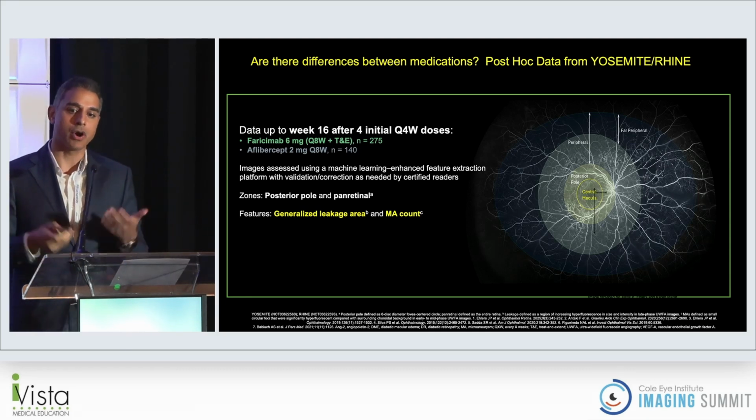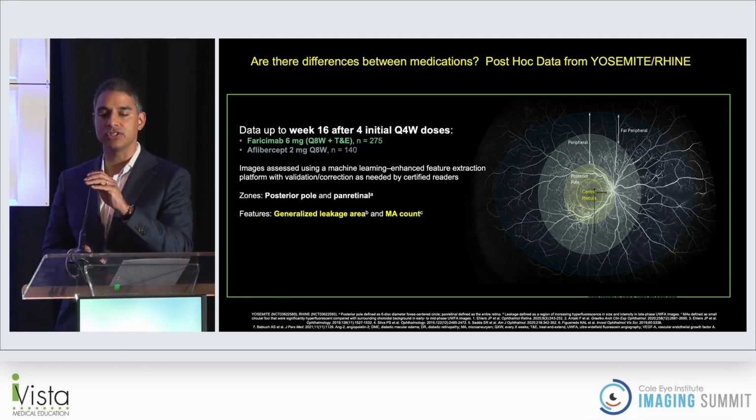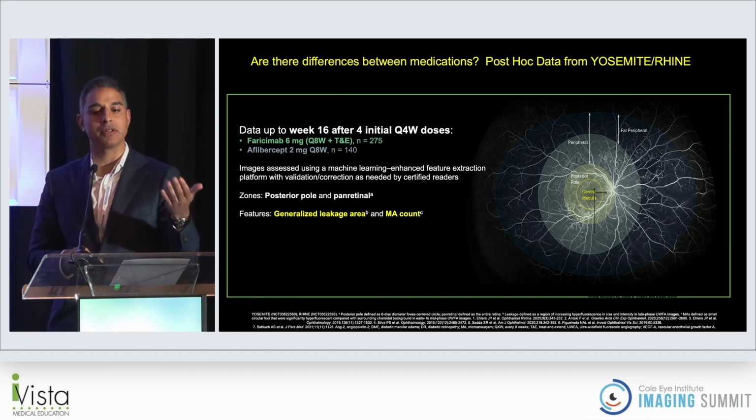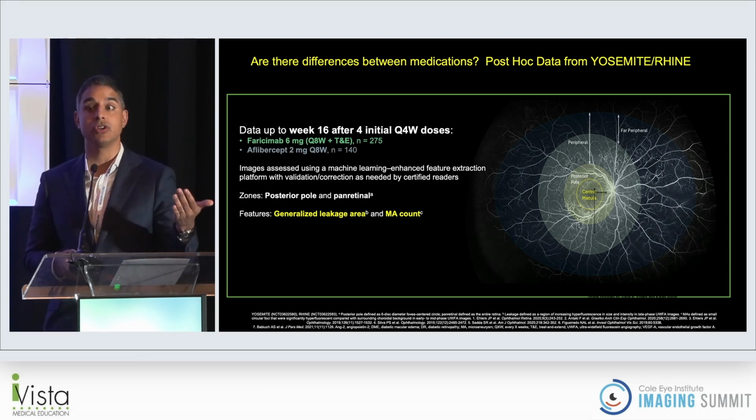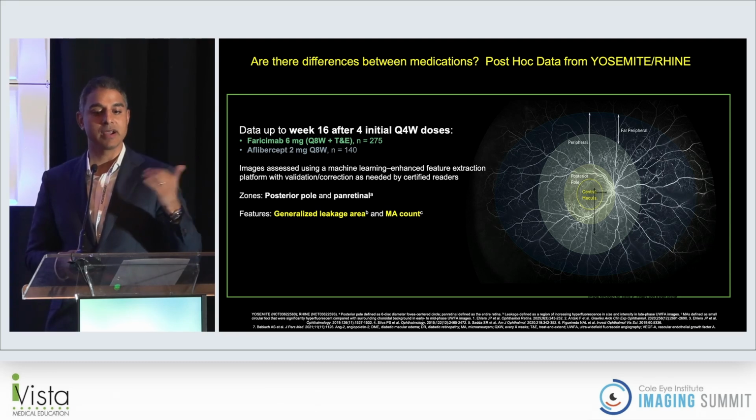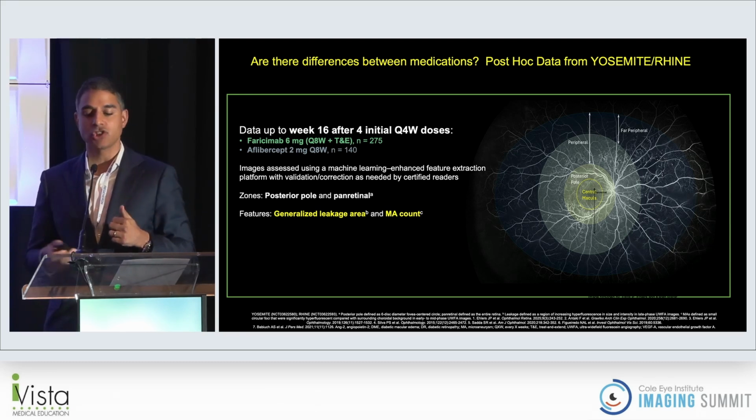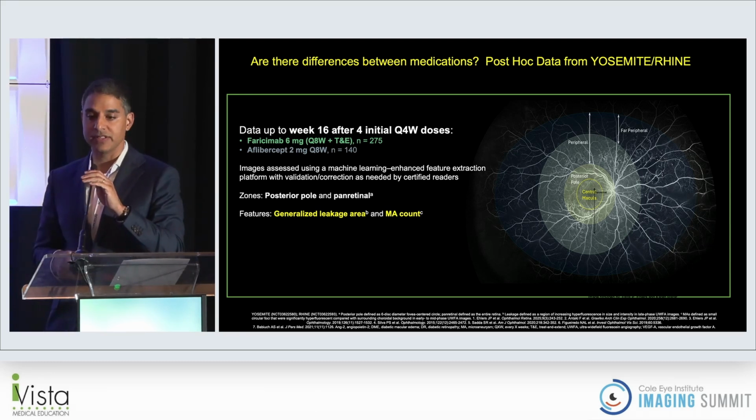And another question, are there differences between medications? And the answer is we don't know the answer to retinal non-perfusion, but we did talk about generalized leakage as potentially a marker for progression to PDR. And so in the Yosemite and Rhine study comparing faricimab and aflibercept, actually Justice was instrumental in the study, and I believe your lab actually did the analysis to this.